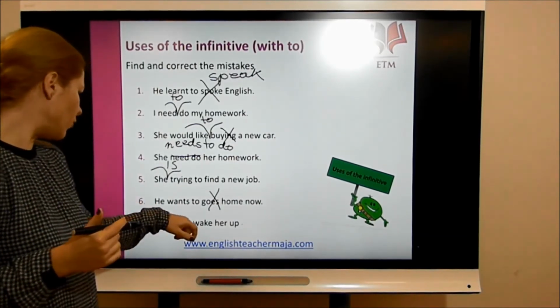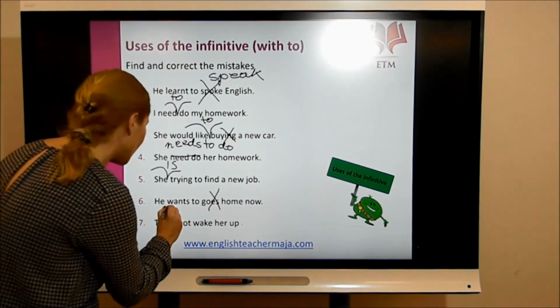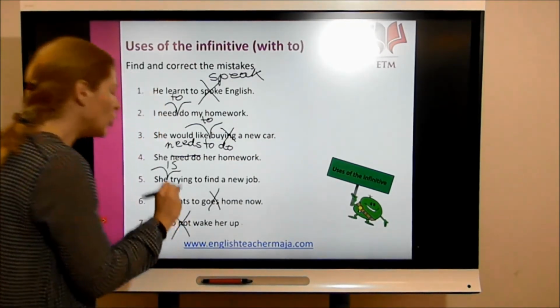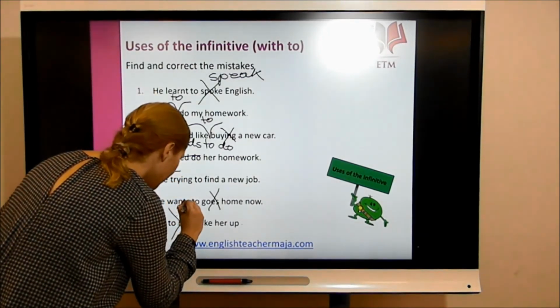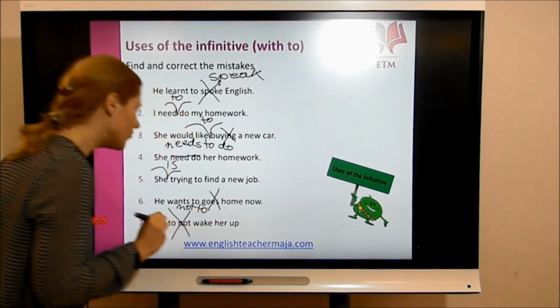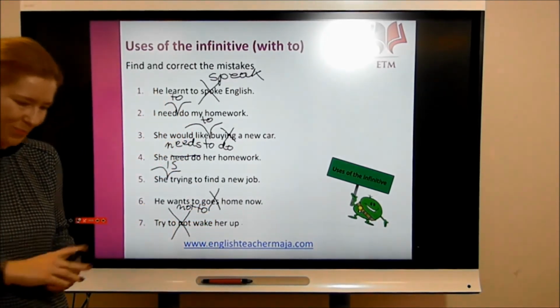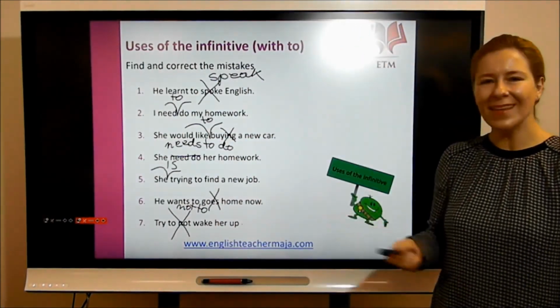And try not to wake her up. Try to not wake her up is not correct, because not to is correct. Not to plus infinitive. Okay, so try not to wake her up. Okay, have a look at the sentences again.